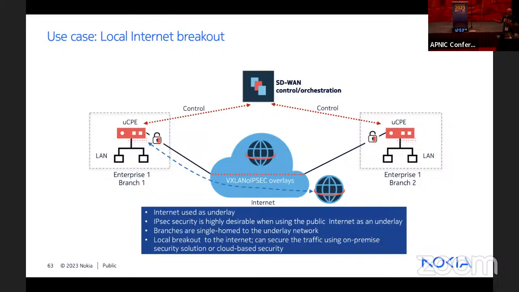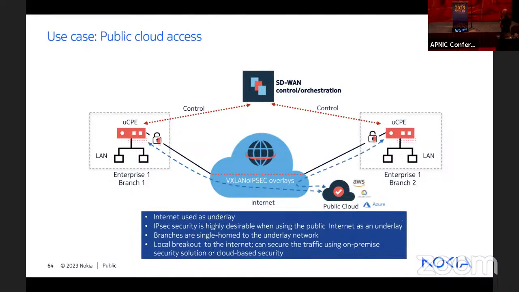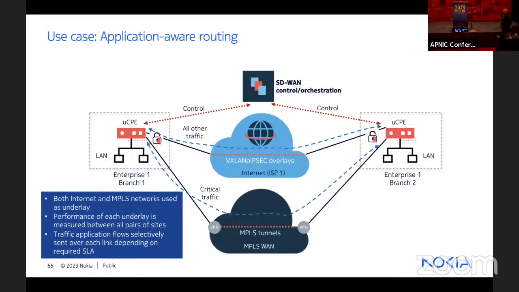And there could be many other sites. And anything else gets routed to the internet without encryption. And you would obviously have your firewall policies in there to control the security of that traffic. Public cloud access is pretty much the same as internet access. Now, application-aware routing. I think I mentioned it before. I'll go through this really quickly, right?